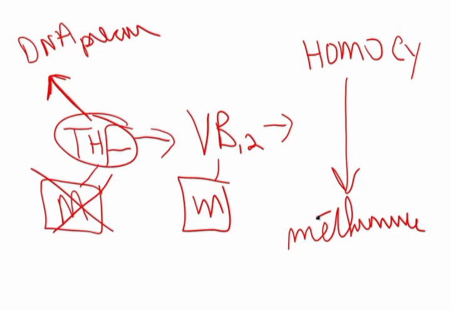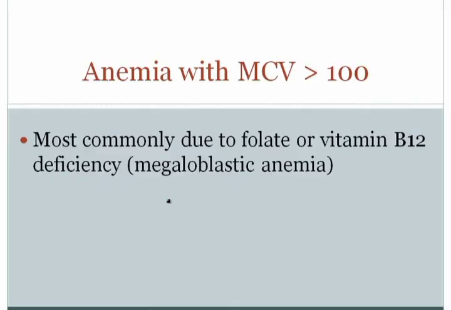Now imagine if there is a folate deficiency, if folate is knocked out, then obviously DNA precursors won't be made. And also if vitamin B12 is missing, tetrahydrofolate won't be able to pass this methyl group to vitamin B12, and hence it will also not be able to participate in DNA precursor synthesis. And once you understand that, it's now easy to understand why I said that a macrocytic anemia is most commonly due to folate or vitamin B12 deficiency.